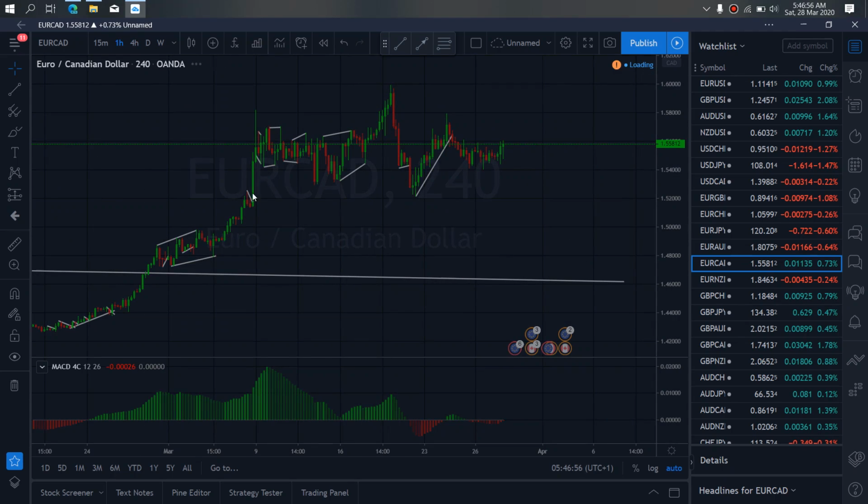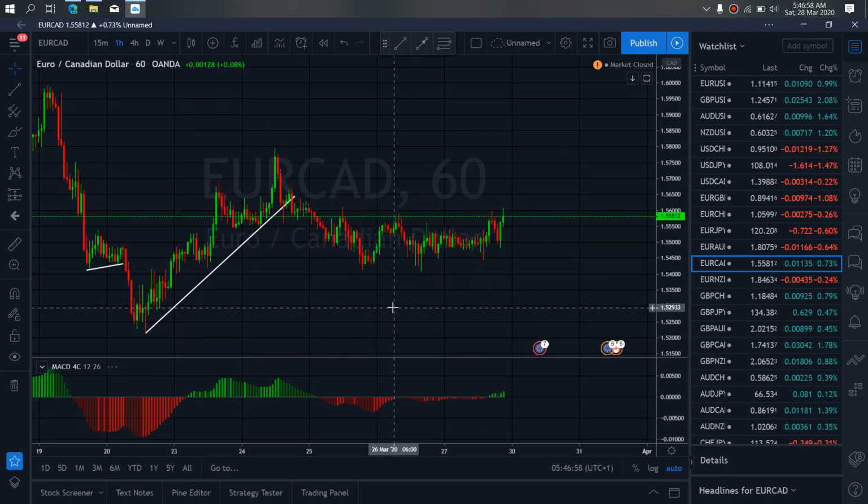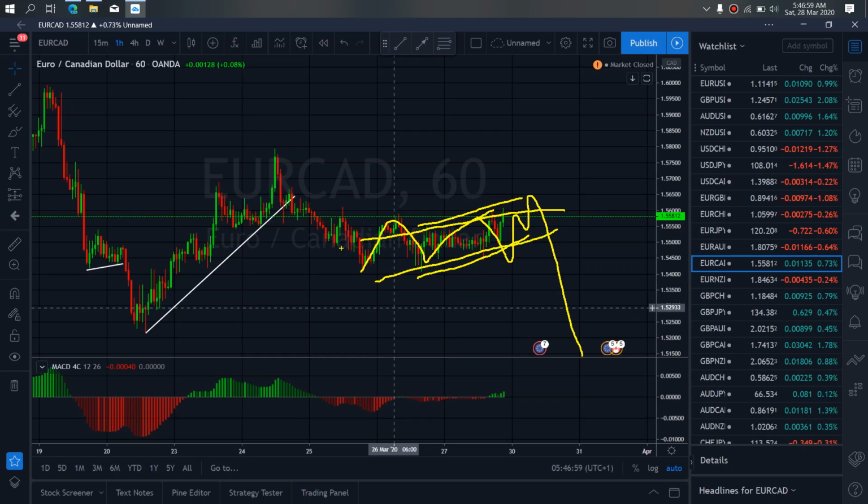We zoom to the 1-hour time frame. In the 1-hour time frame, we want to watch out for this. At present it looks like a flat, or this can be a flat of its own, sideways. We expect more drop after this once they break out of this structure here on EURCAD.